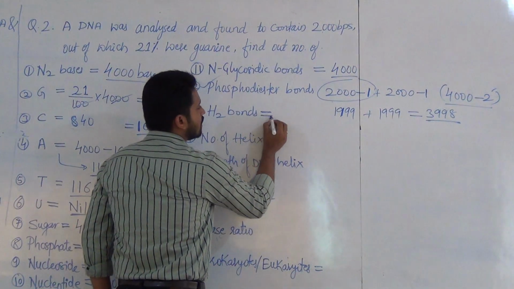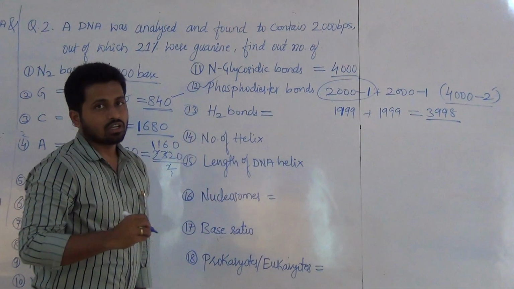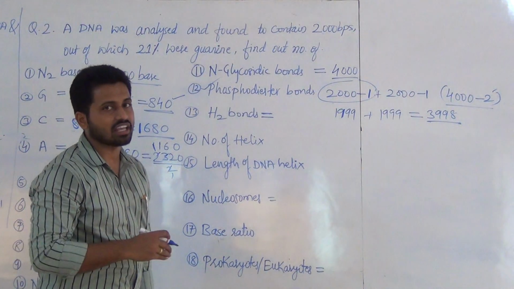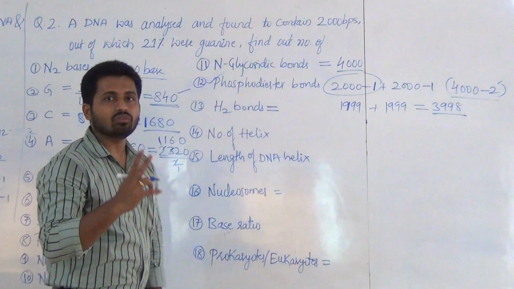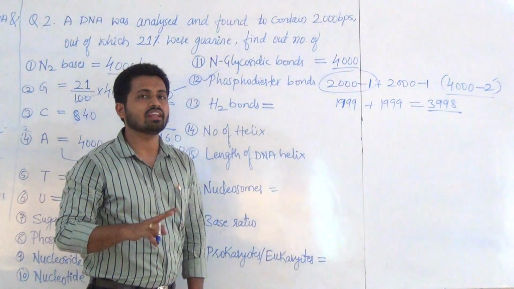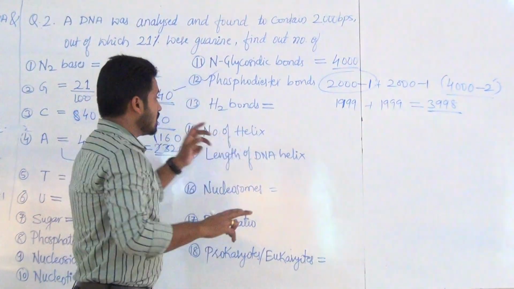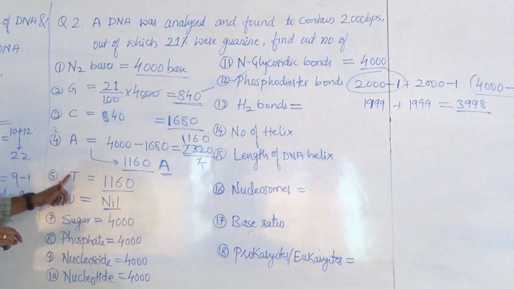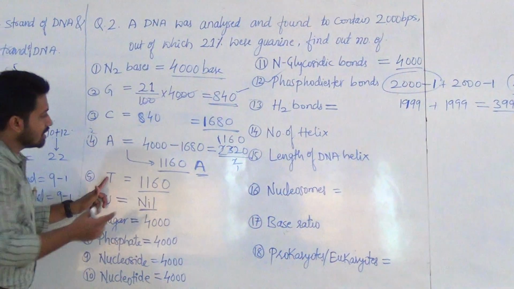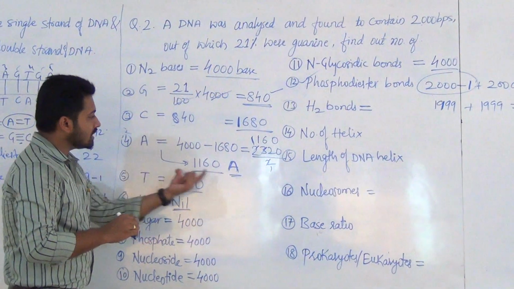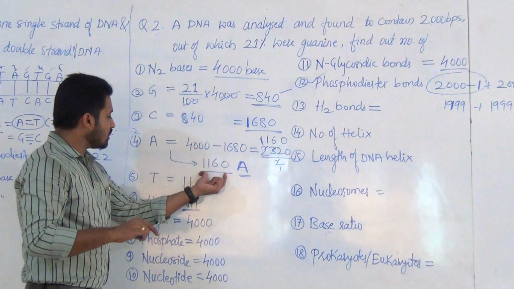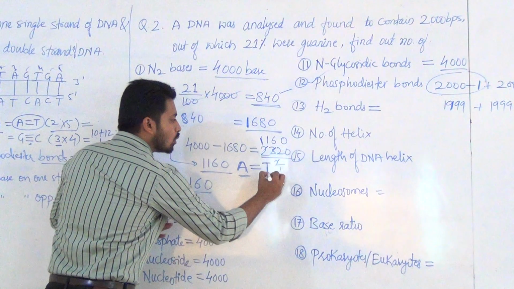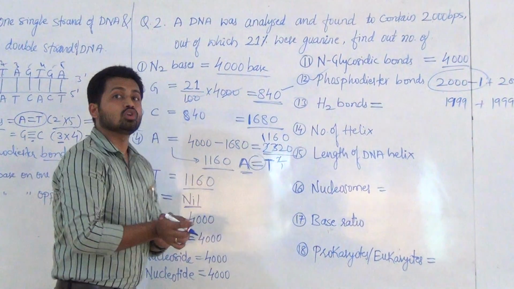Now coming to the next, hydrogen bonds. How can you calculate hydrogen bonds? Now remember, between adenine and thymine, how many hydrogen bonds are there? 2. Between guanine and cytosine, how many hydrogen bonds are there? That is 3. It means bases formed by adenine and thymine, how many are there? Pairing I am asking. That is on one strand 1160 adenine, on the other strand 1160 thymine. So in between these two, how many bonds are there? That is 2 hydrogen bonds.